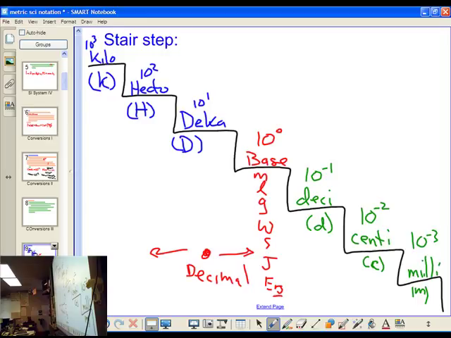If I went 3 more up, I would get to mega, capital M, 10 to the 6th. 3 more up of that is capital G, giga, 10 to the 9th. 3 more above that would be capital T, tera, 10 to the 12th. In fact, some of these letters, that's what these things mean, like a gigabyte. I have a 500 gigabyte drive. It means I have 500 billion bytes. A terabyte drive would be 1,000 gigabytes, or 10 to the 12th bytes.